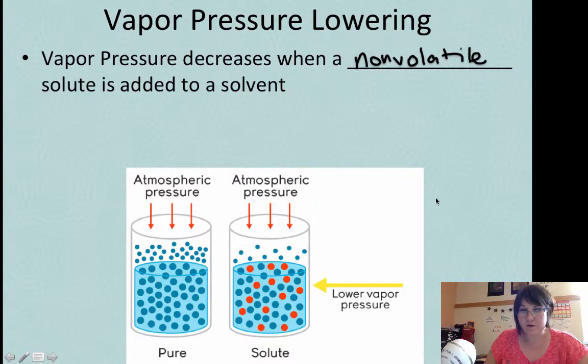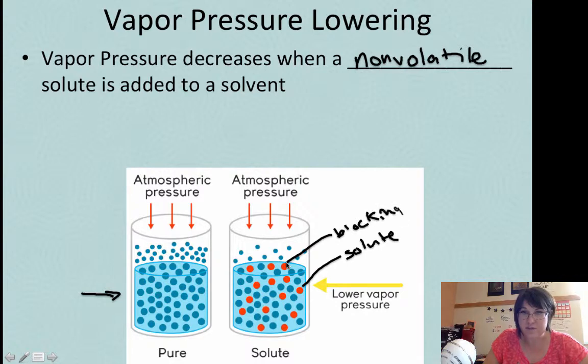So here's how that works. We have a pure solvent on the left, and if I put solute particles, the red particles, into my solution, then some of them are blocking the evaporation. So some of the liquid can't get into the vapor phase. Another thing that might happen is that there's an attraction of the solute particles for the solvent particles, and they sort of stick together, and they don't want to let go. They don't want to go up into the gas phase.